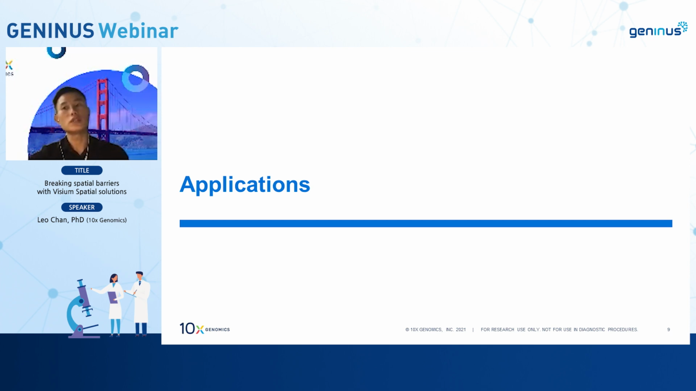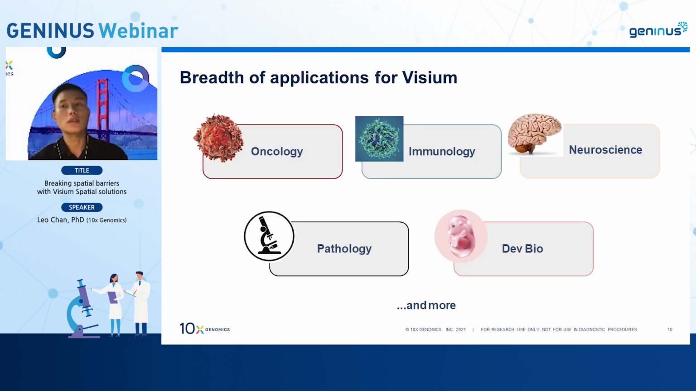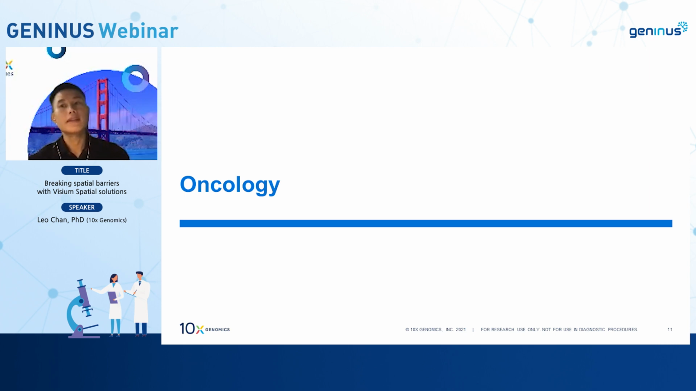Our Visium solution is being used in many different applications: in oncology, immunology, neuroscience, developmental biology, pathology, and many others. Next, I'm going to talk about some examples through publications by our users. First, let's look at two examples in oncology.